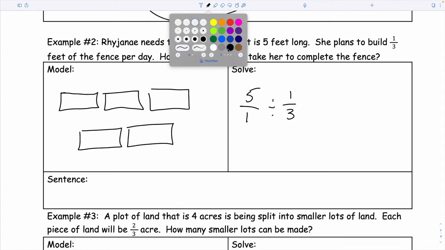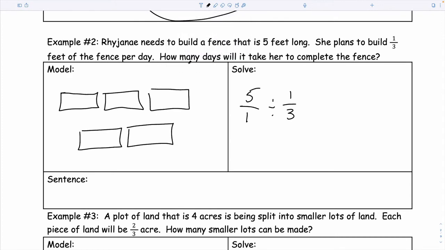So before we go any further, let's annotate this thing. 5 and 1/3 are the numbers we're working with. She is building 1/3 of the fence per day. So 1/3 per day. I'm splitting up these 5-foot segments into little chunks of 1/3. So there's 3 sections, another section, and another section.